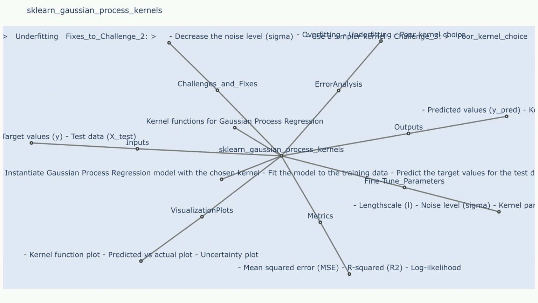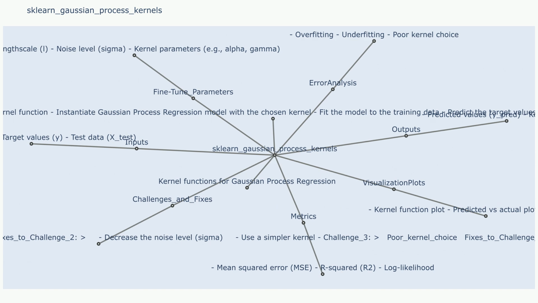Challenge 2. Poor kernel selection. Choosing a kernel function that does not accurately capture the relationship between the data points can lead to poor model performance. Sample use case that resulted in challenge 2. Using a linear kernel for data with a nonlinear relationship may result in poor predictions, as the linear kernel cannot capture the underlying structure of the data.